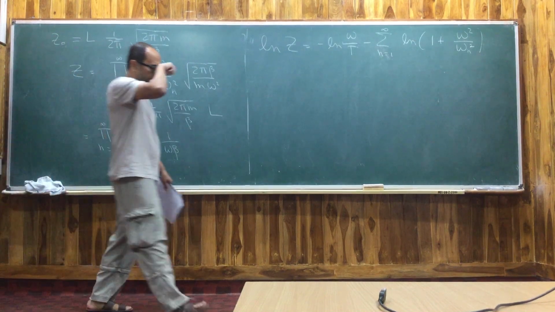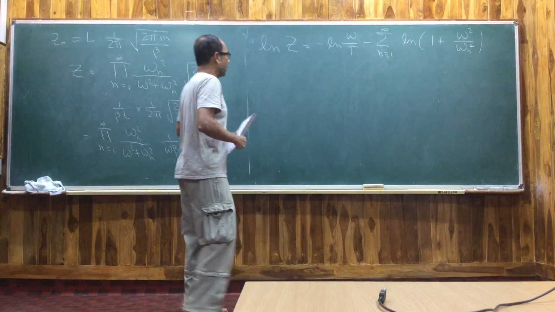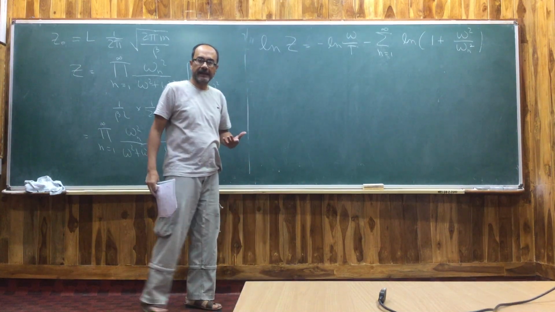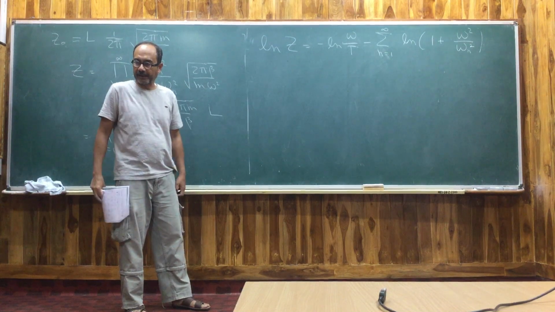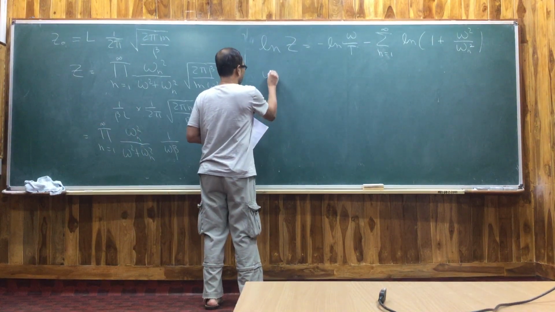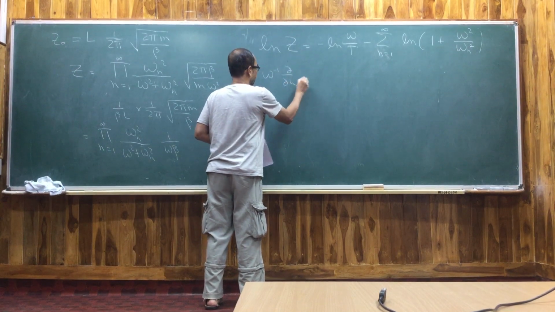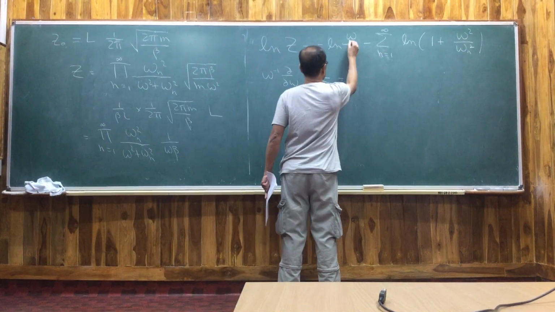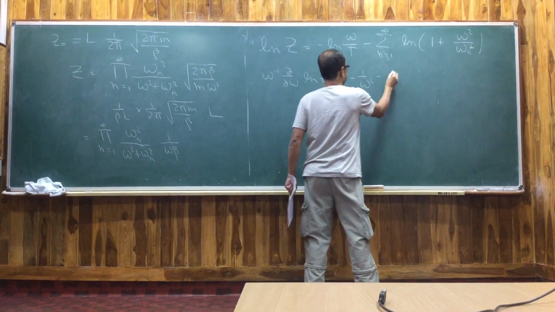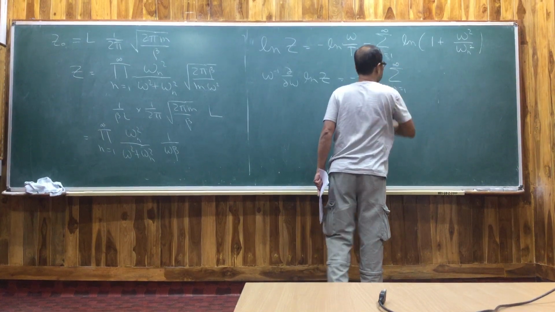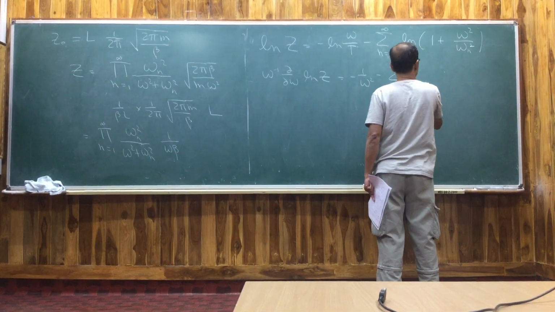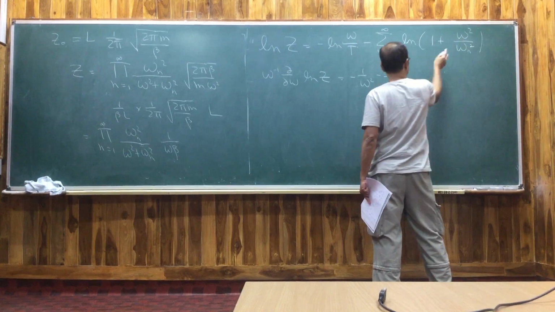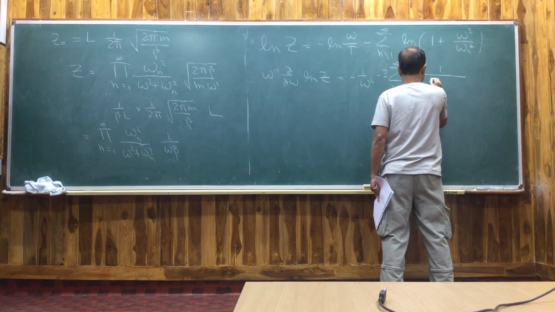So the way to evaluate this, well, there are many ways. One way is to not evaluate this directly, but evaluate its derivative. We calculate the derivative with respect to omega, and then integrate it to get the result as a function of omega. So we will calculate omega inverse del omega of log Z. This gives minus 1 over omega square, minus the sum over n equal to 1 to infinity. When you take the derivative, you get 2 omega over omega square plus omega n square.